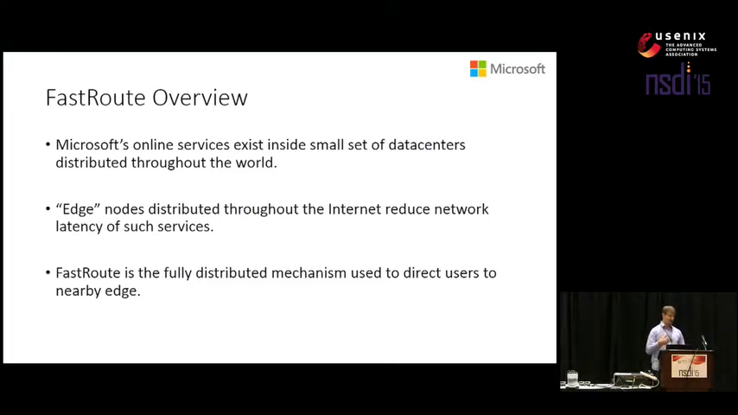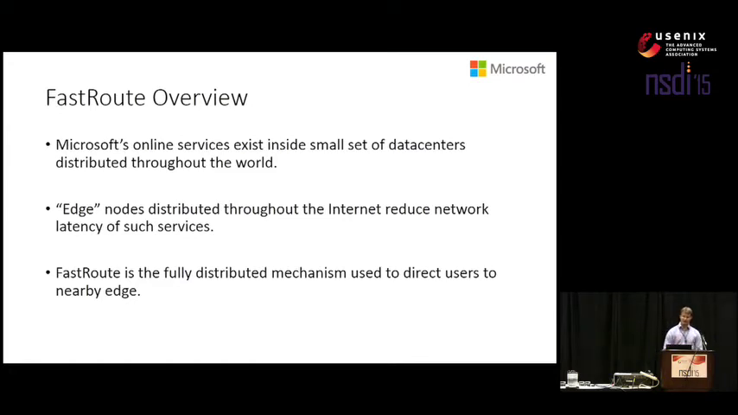Then what we do is we put edge nodes close to users, and that helps reduce the network latency of such services. Essentially exactly the same as what the last talk was saying is an important part of page load time. So what I'm going to present today is FastRoute, and this is a fully distributed mechanism to direct users to a nearby edge. An important part of that is that this is a system that handles global traffic with no global information at all. And that's an important characteristic of this particular solution.